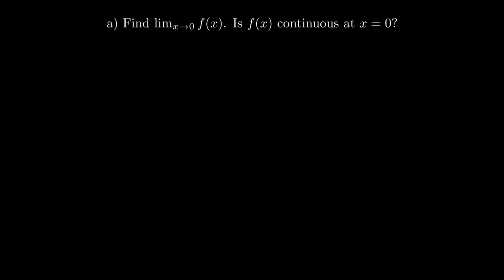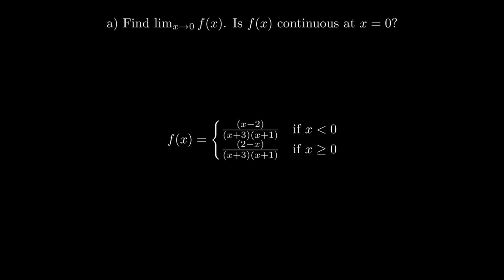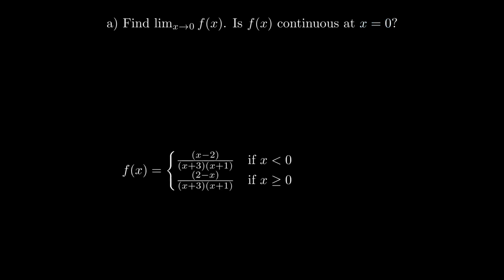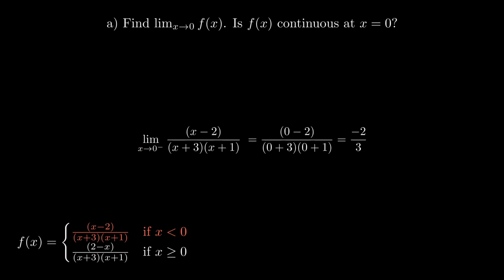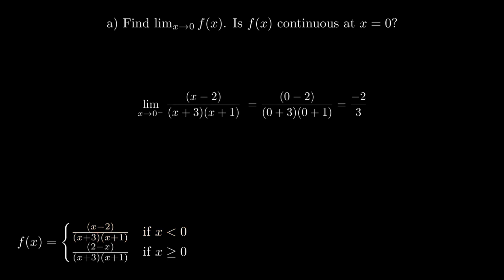To find the limit at x equals 0, we want to know both the left-hand limit and the right-hand limit. We can begin with the left-hand limit. So as x approaches 0 from the left, we know that our function looks like this top part. And since our limit is to a constant 0, we can just go ahead and try plugging this in. As long as there's no 0 in the denominator, we should be okay. And the final answer gives us negative 2 over 3, so we're good to move on to the next part.